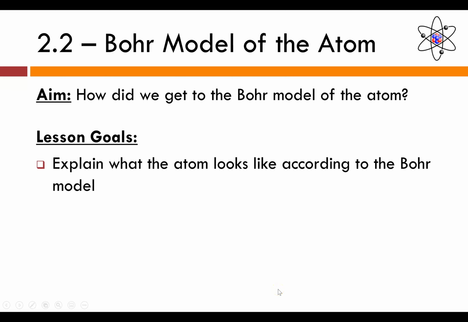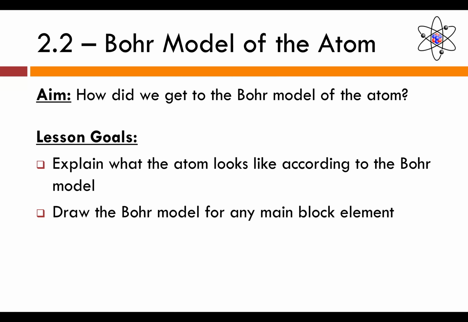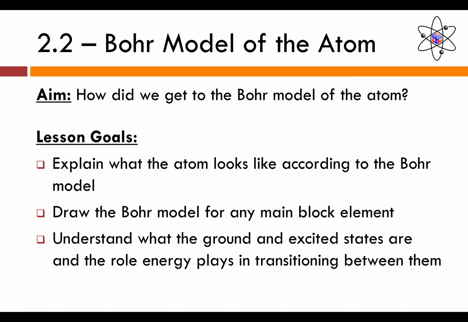Some goals for the lesson. Make sure that you can explain what the atom looks like according to the Bohr model. We're going to be able to draw the Bohr model for any main block element. Usually it's just elements 1 through 20, but we're going to do anything that's in either columns or groups 1, 2, 13 through 18 in the periodic table. And really understand ground and excited states and how energy plays a role in transitioning between them. All right, let's get into today's lesson.